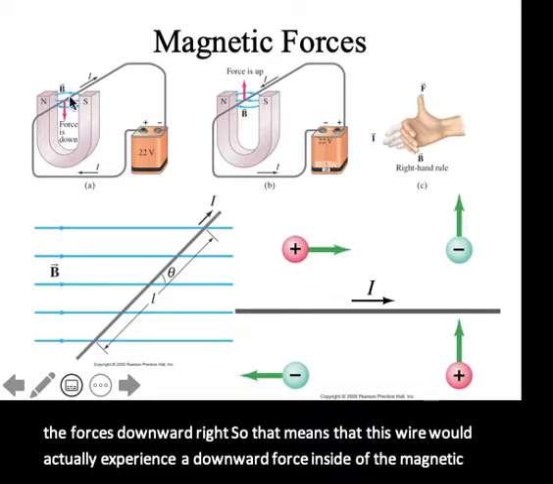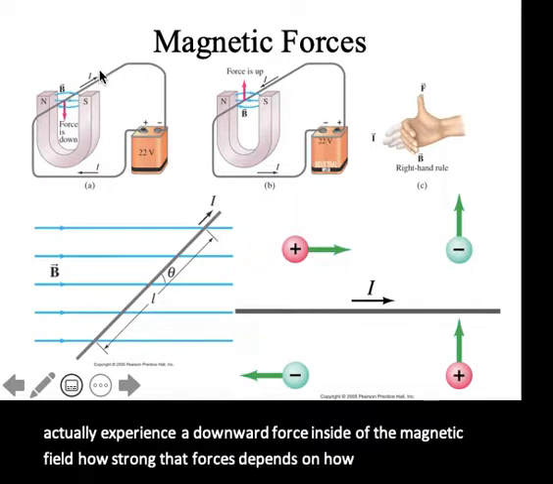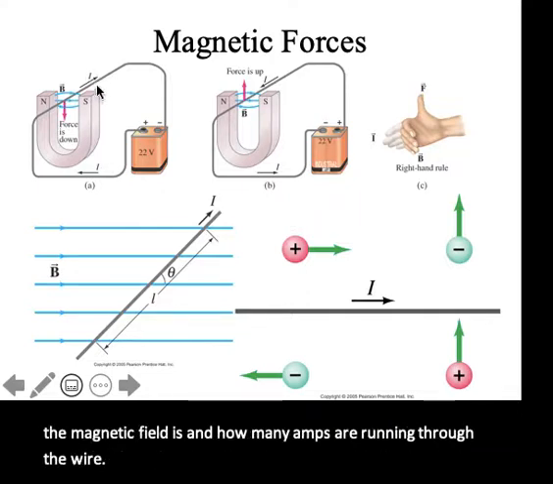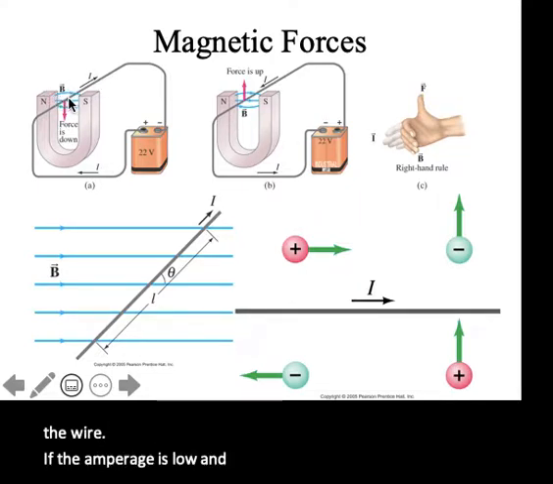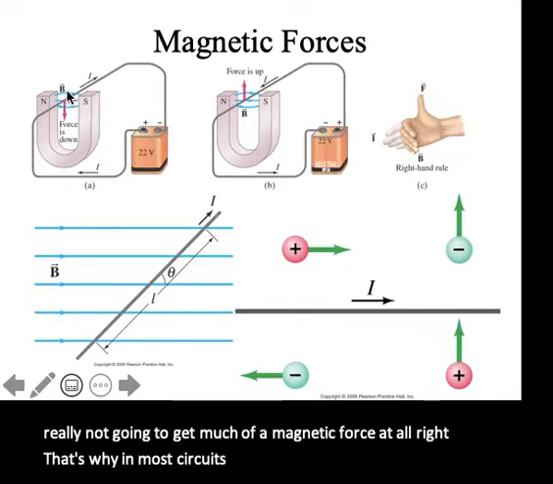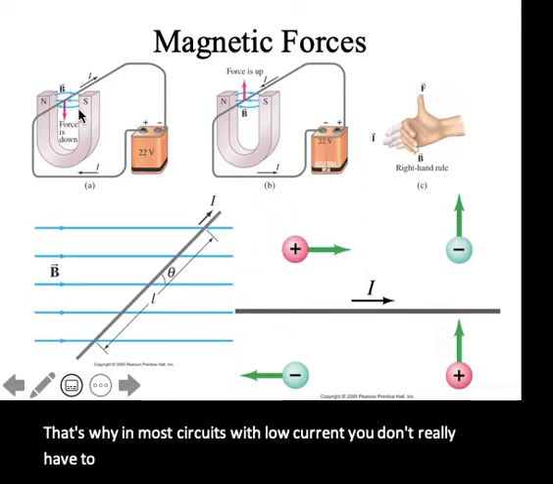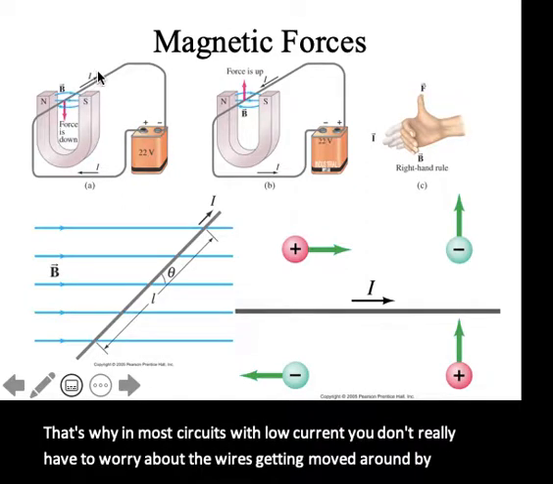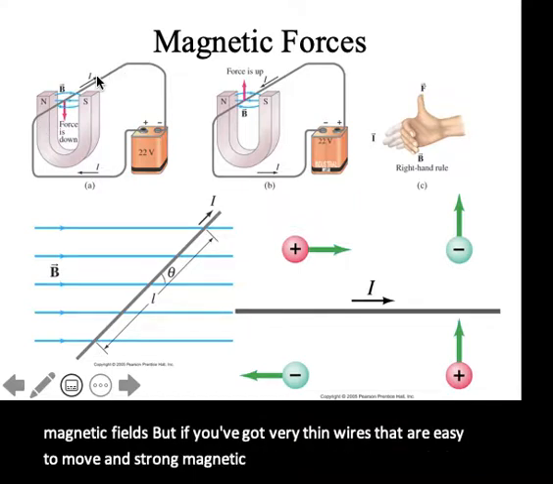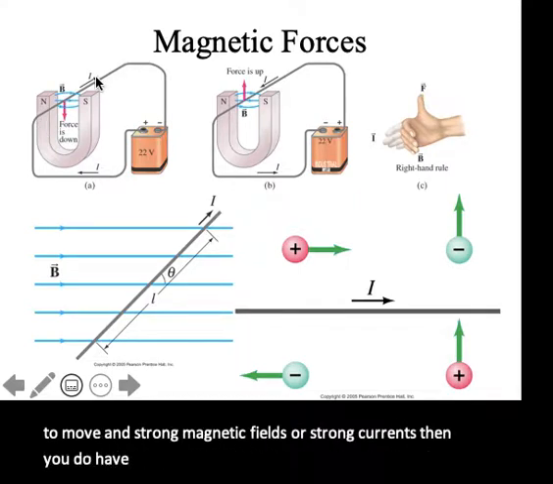How strong that force is depends on how strong the magnetic field is and how many amps are running through the wire. If the amperage is low and the magnetic fields are low, you're really not going to get much of a magnetic force at all, right? So that's why in most circuits with low current, you don't really have to worry about the wires getting moved around by magnetic fields. But if you've got very thin wires that are easy to move and strong magnetic fields or strong currents, then you do have to worry about it.